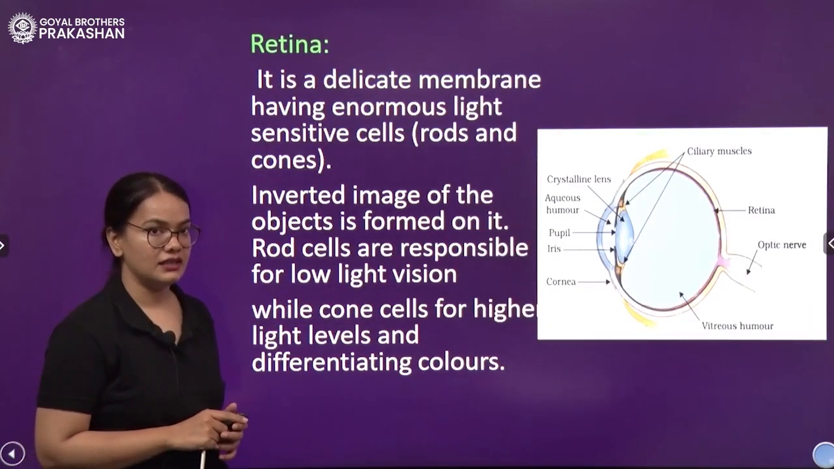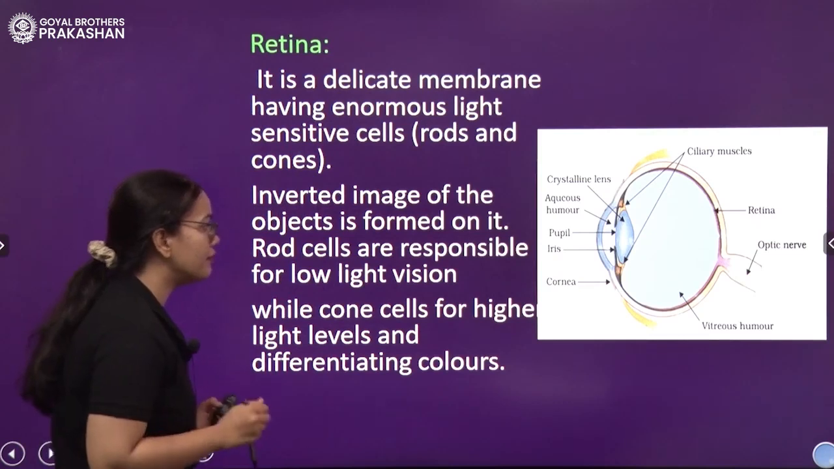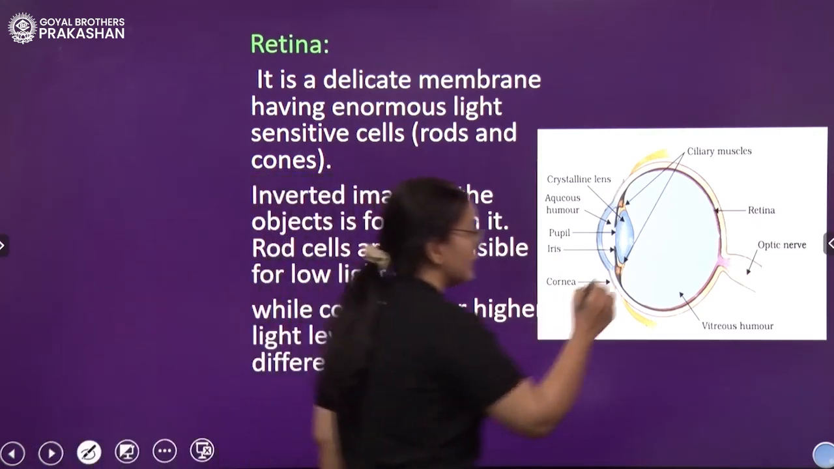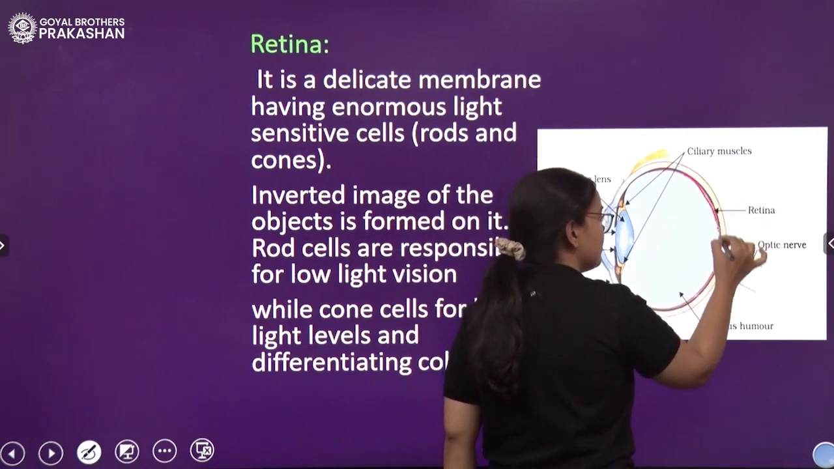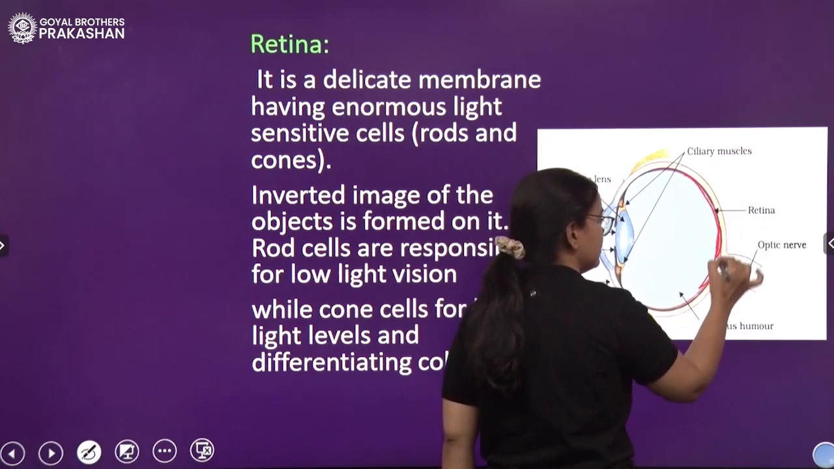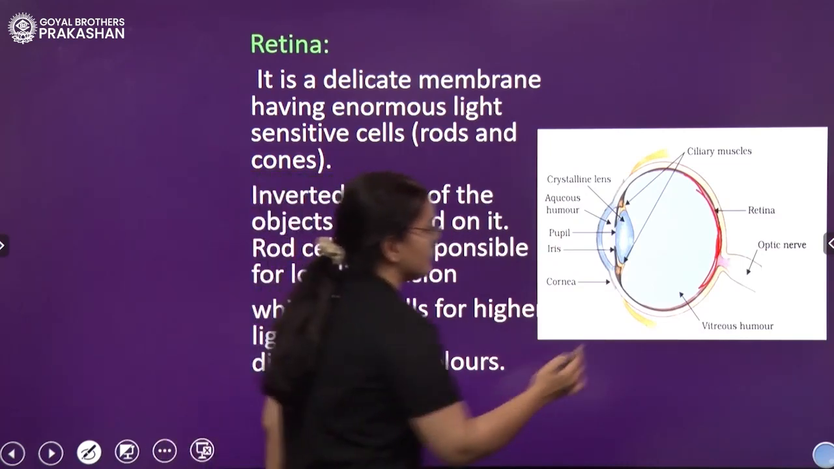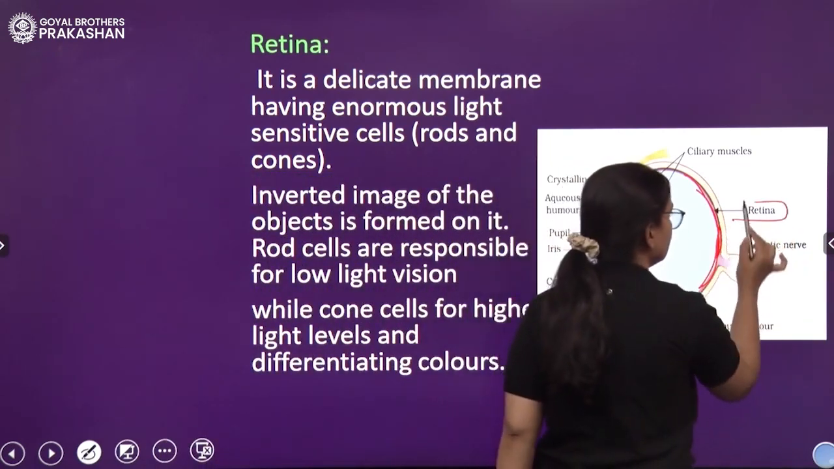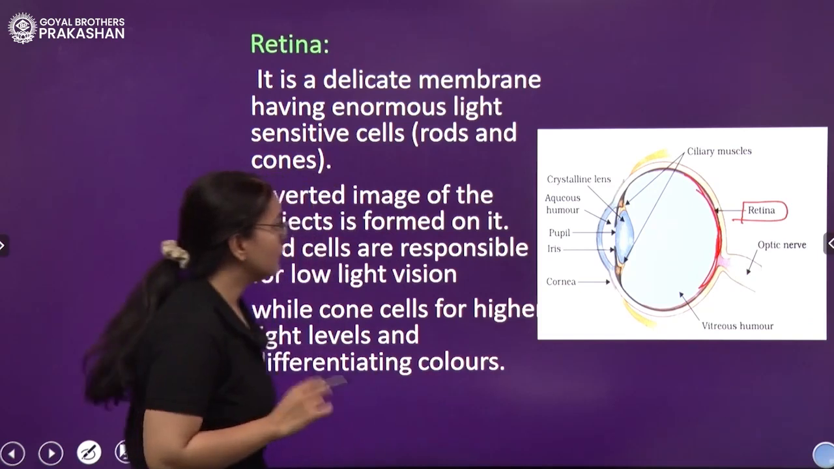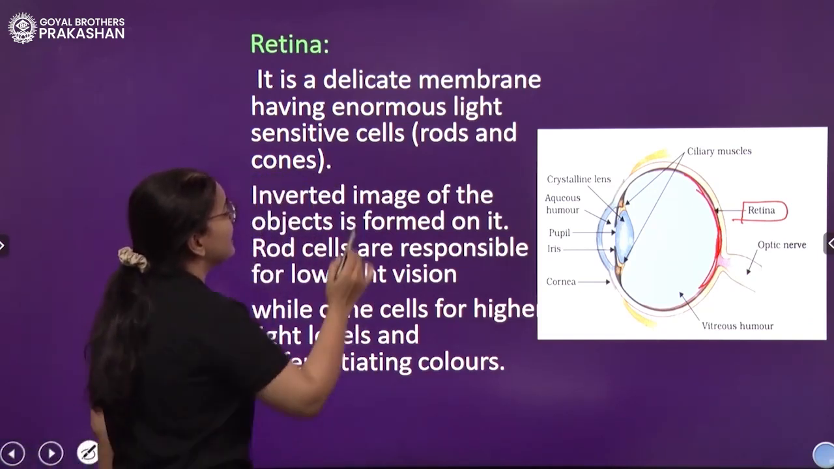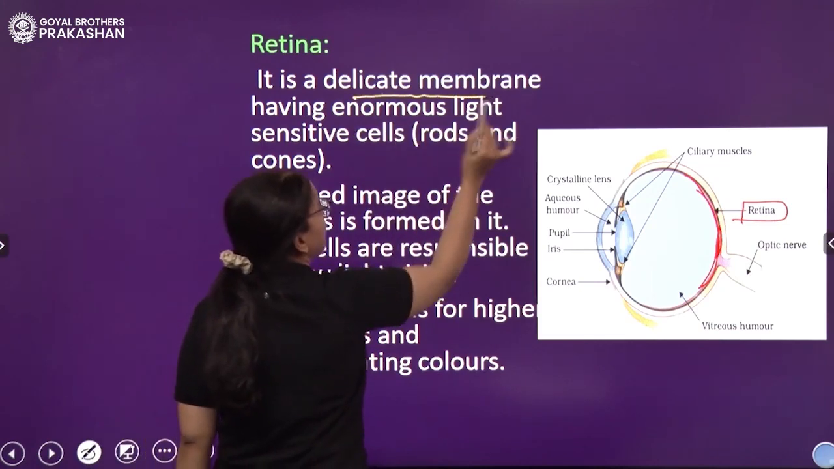Next is retina. This is a very, very important component. And where is retina? See, in the image, this part is your retina. This part is your retina. Okay. It has been marked over here, retina. Now, what does it do and what is its function? See, it is a delicate membrane.